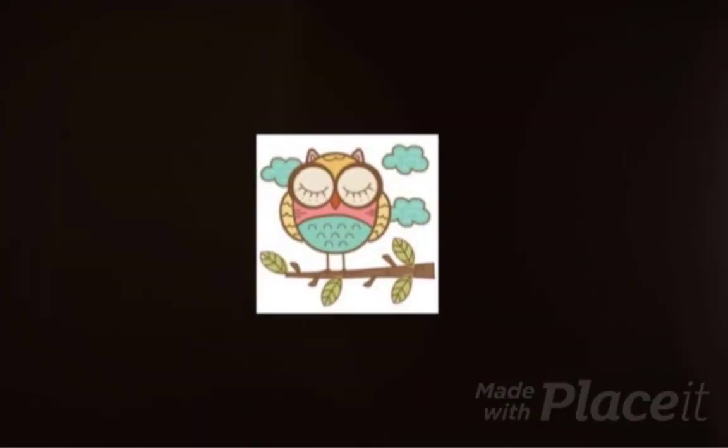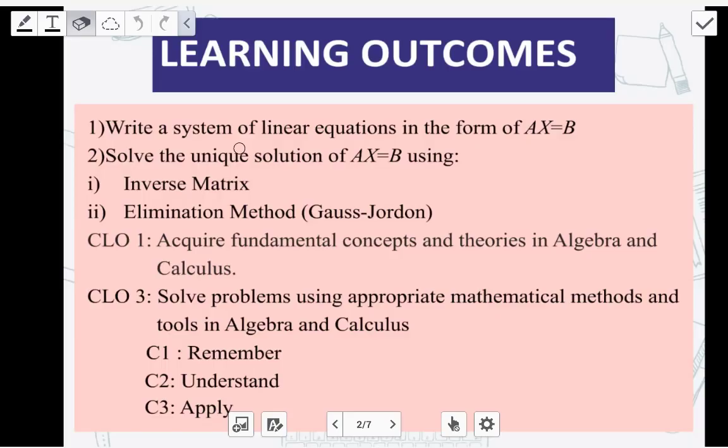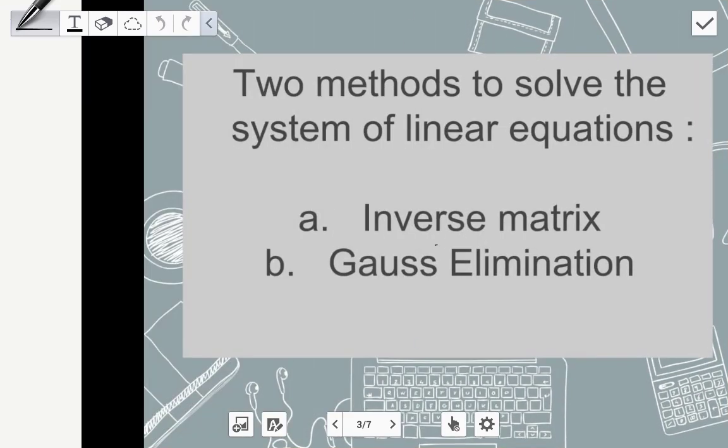So my learning outcome in this video is, at the end of the lesson, you must be able to write a system of linear equations in the form of Ax equals B, and solve the unique solution of Ax equals B using the inverse and the elimination method Gauss-Jordan. In this video, we will be focusing on the inverse matrix.